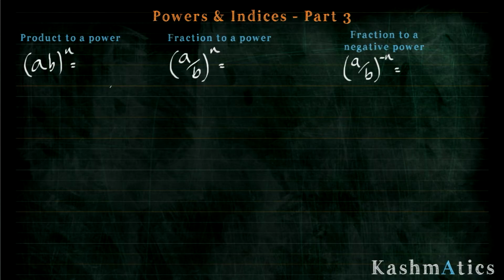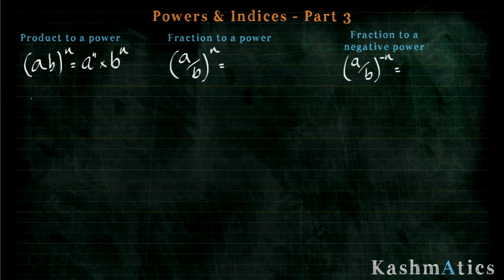The first of the 3 rules is how to raise a product to a power. So a product is when 2 things are multiplied together. So here we've got ab to the power n. And it is really simple. All it is is the same as each individual term raised to the power n and multiplied together. So that would be a to the power n multiplied by b to the power n.